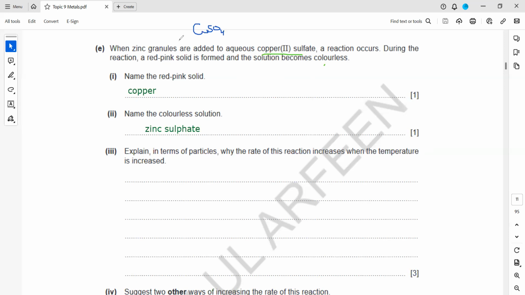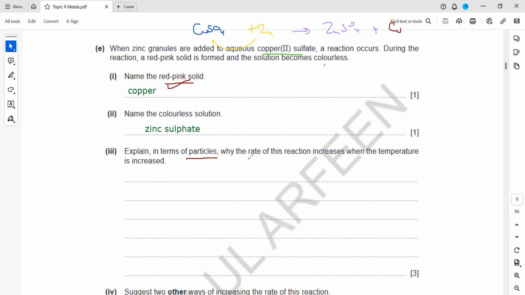When zinc metal is added, as we know, zinc is more reactive, so zinc will displace the copper, and as a result, it will form zinc sulfate. Zinc sulfate is colorless, and it will form copper metal, which is brown in color. So red, pink, or brown, this is the color of the copper. The colorless solution is due to zinc sulfate.